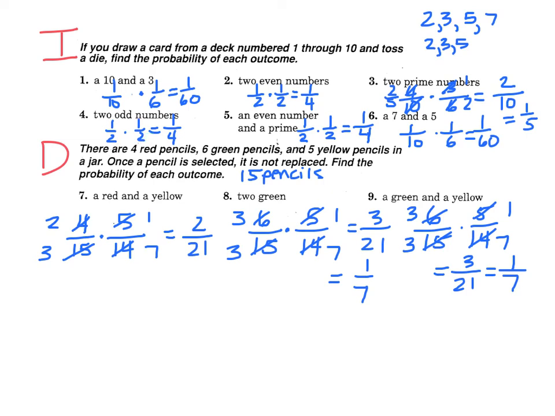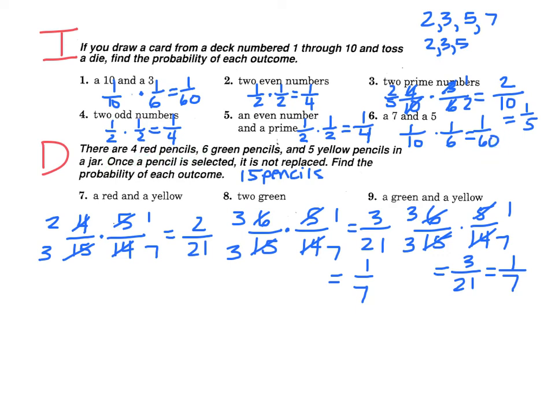2 odd numbers, it's the same as 2 evens. Half and half, 1/4 when you multiply. An even and a prime. Well, the prime for the second one happened to be 1/2, and even for the first one happened to be 1/2, still 1/4 for the second answer in a row. A 7 and a 5. So a 7, there's only one card with a 7, so 1/10. And a 5, there's only one number on that die. That is, one side that is a number 5, I should say. So again, like the first one, that's 1/60.